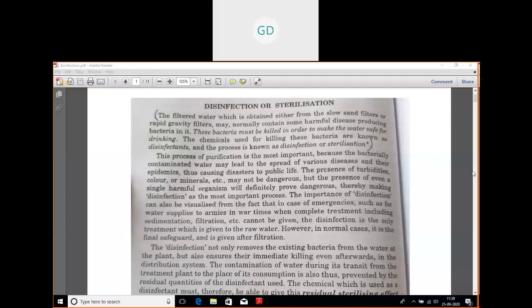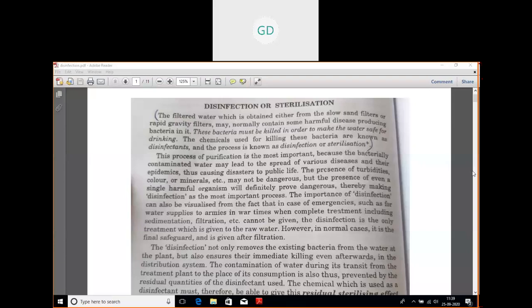All these treatments are not possible to do when you are supplying water to army troops during war. So what is done is that the disinfection process is applied directly to the raw water. And how is disinfection done? Basically, the normal thing added for disinfection is chlorine. Chlorine is most commonly used as a disinfectant.